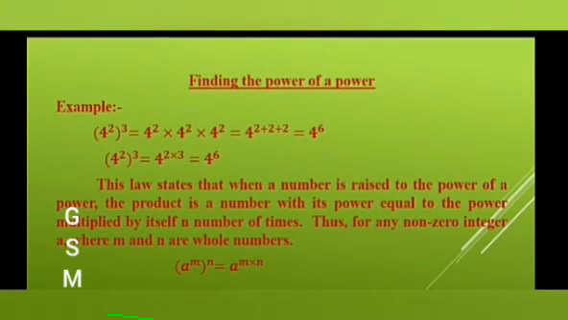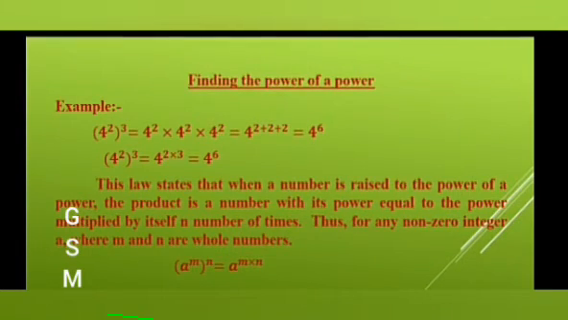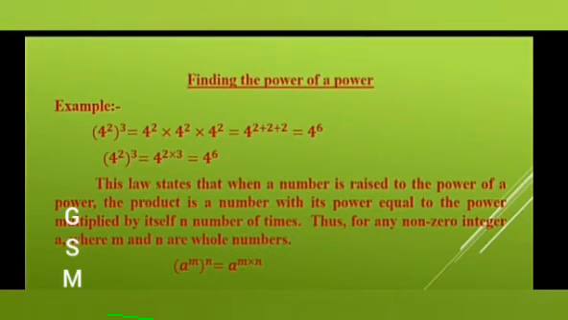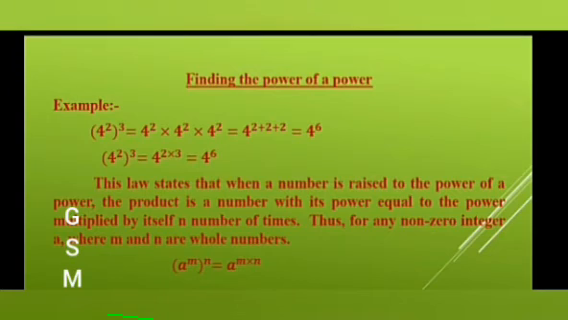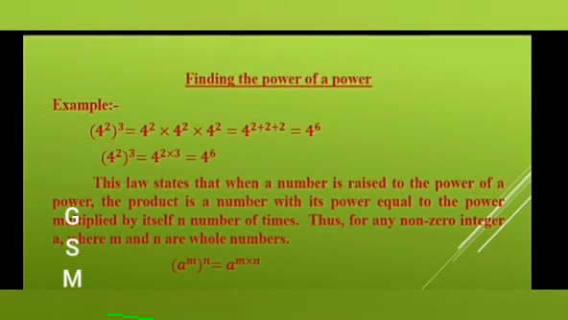Next, finding the power of a power. Let us see an example. 4 squared the whole power 3 equals 4 squared into 4 squared into 4 squared, which equals 4 to the power 2 plus 2 plus 2, which equals 4 to the power 6. Then 4 squared the whole cube equals 4 to the power 2 into 3, which equals 4 to the power 6.